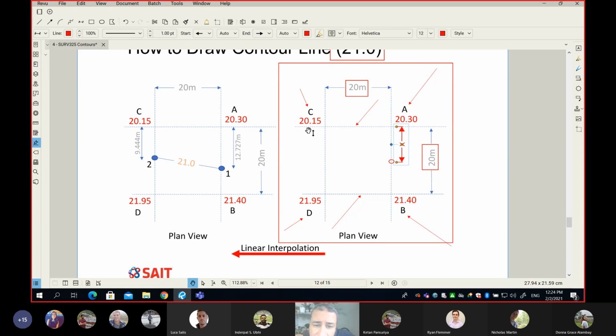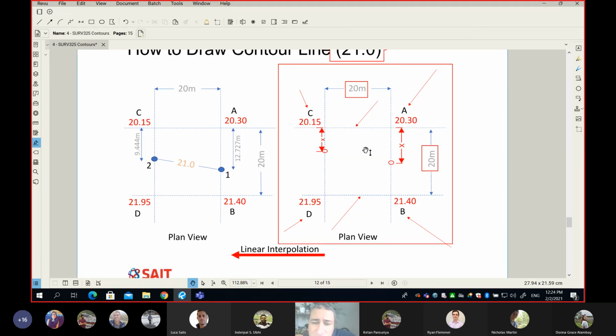By the same token, if you think about between C and D, where is the point that has elevation 21? Also, yes, we do have a point that has elevation 21 as we climb from 20.15 up to 20.95. Somewhere here, but we also don't know where this point is. Because we don't know, let's call this one another X.